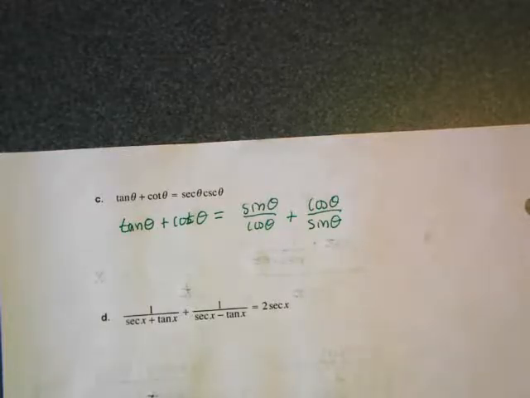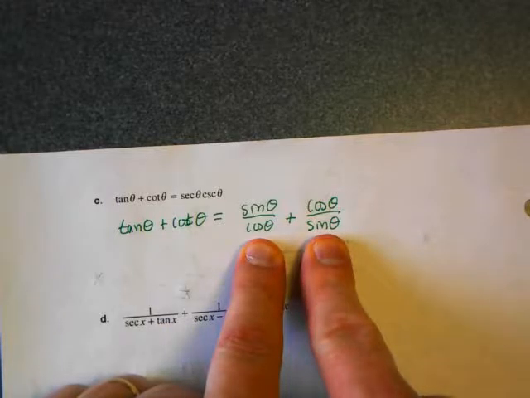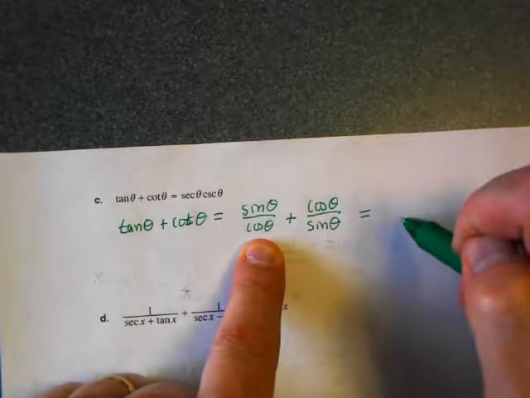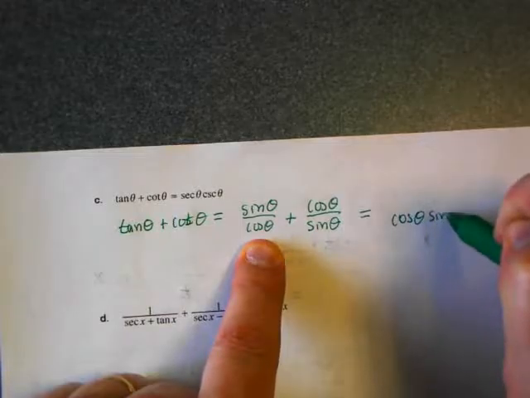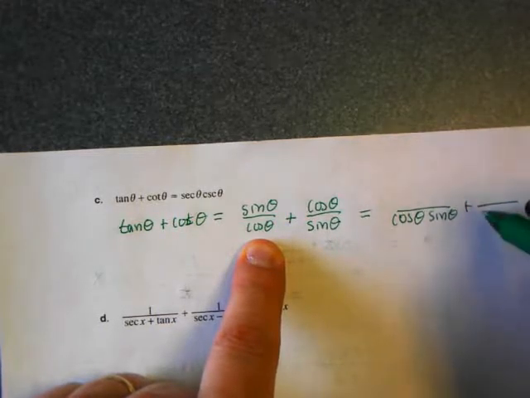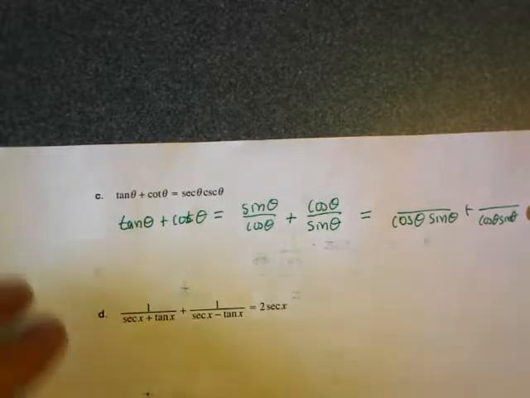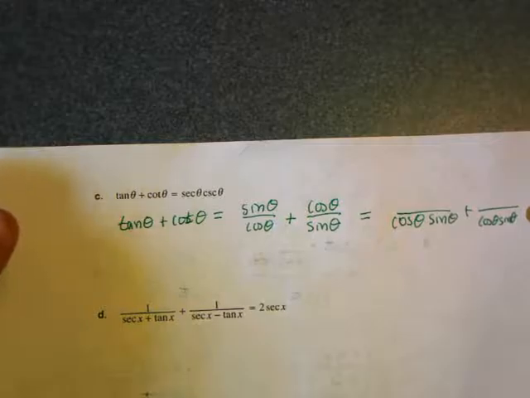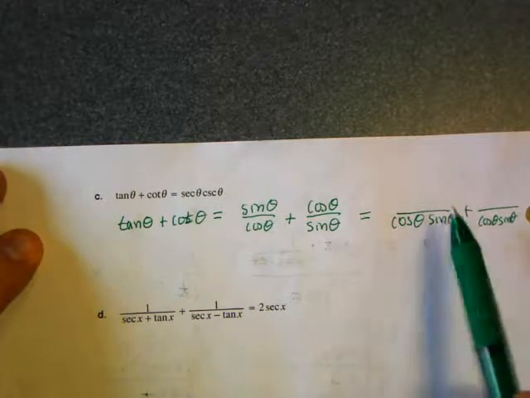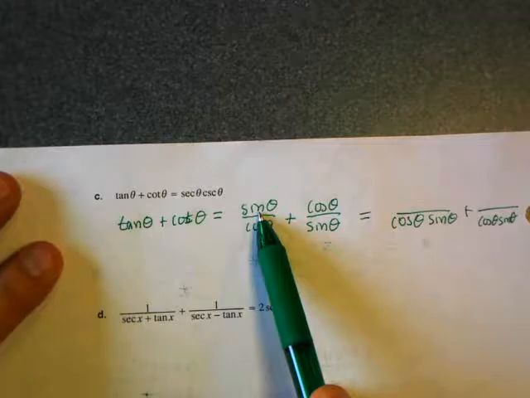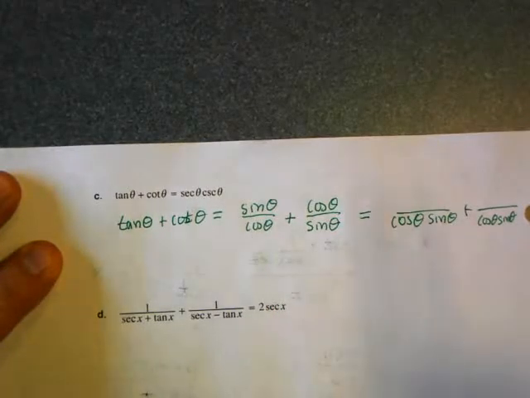You have 2 fractions. How do we add 2 fractions? We get a no, we don't flip that. Oh, no. To add 2 fractions, we get a common denominator. What's our common denominator? Yeah, this one has a cosine, this one has a sine. So my common denominator is going to be cosine theta sine theta. Okay. First fraction, what did I have to multiply the bottom by? I had to multiply the bottom by sine, so I had to multiply the top by sine. So sine squared theta.